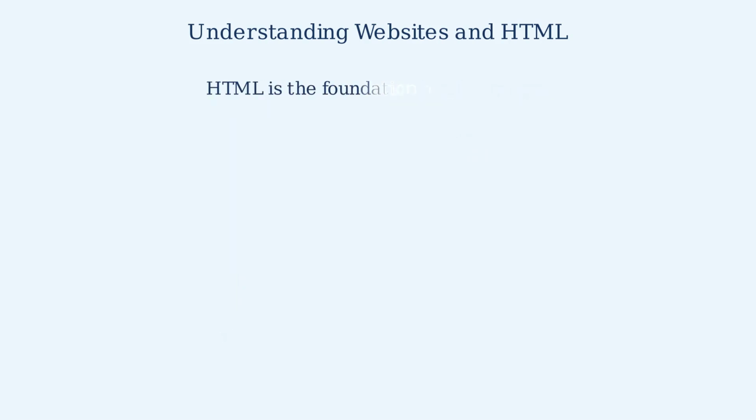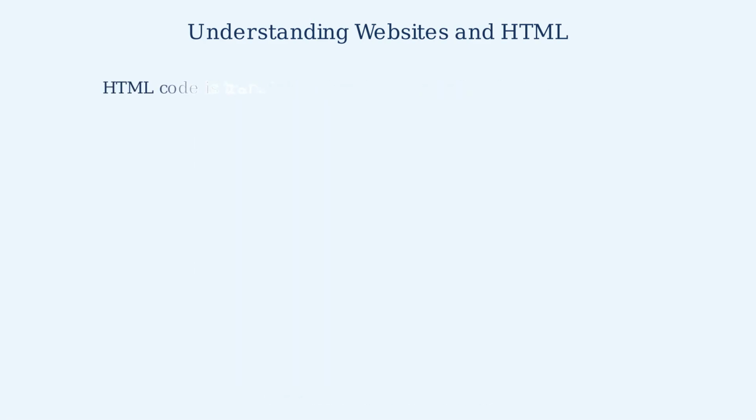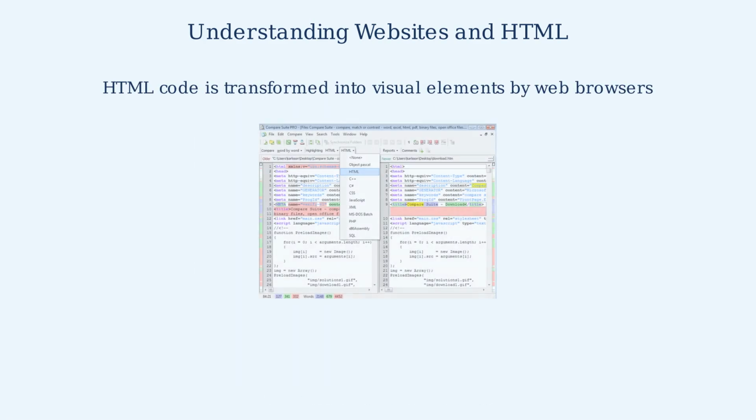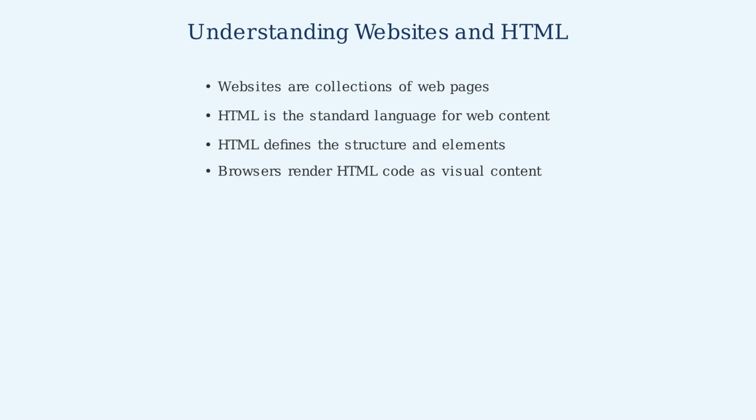Think of HTML as the foundation upon which all websites are built, providing the basic structure and content that users see. When you visit a website, your browser reads the HTML code and renders it as the visual elements you see. To summarize, websites are collections of pages built with HTML, which provides the structure that browsers transform into the visual content you interact with.